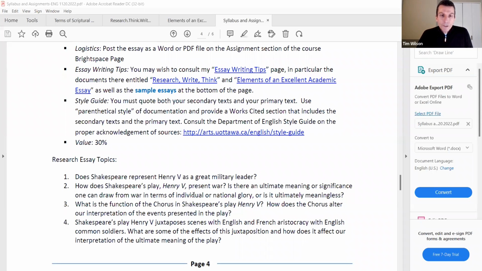Shakespeare's play Henry V juxtaposes scenes with English and French aristocracy with English common soldiers. What are some of the effects of this juxtaposition, and how does it affect our interpretation of the ultimate meaning of the play? So that one is more of a social political angle on the play.